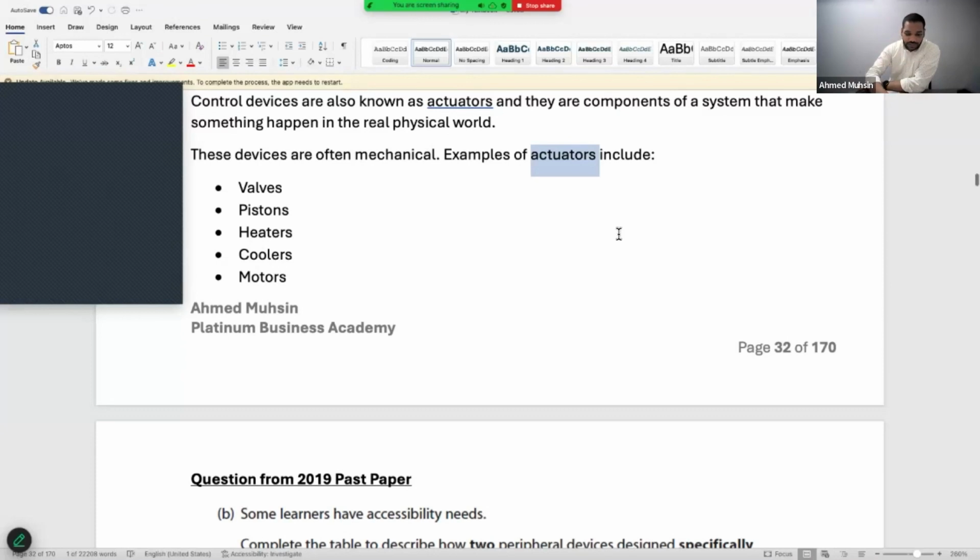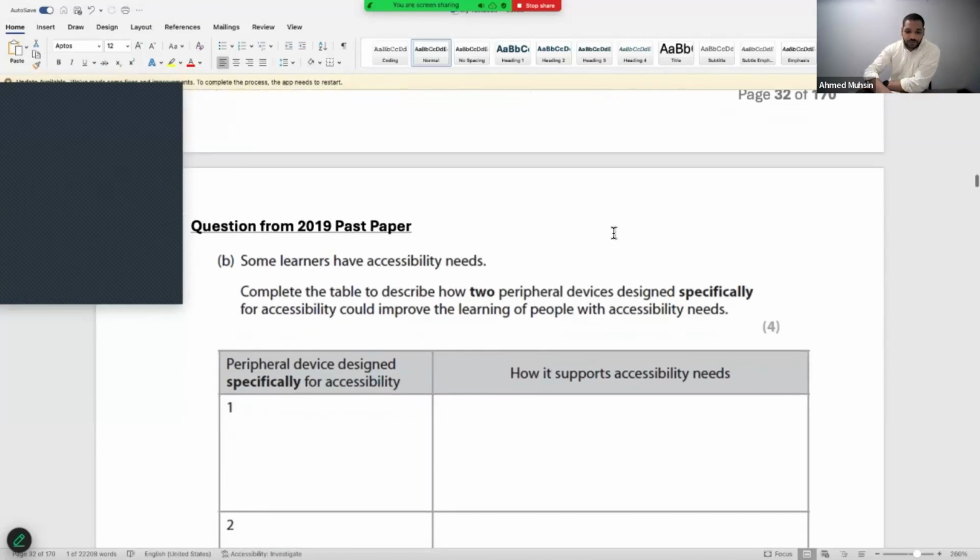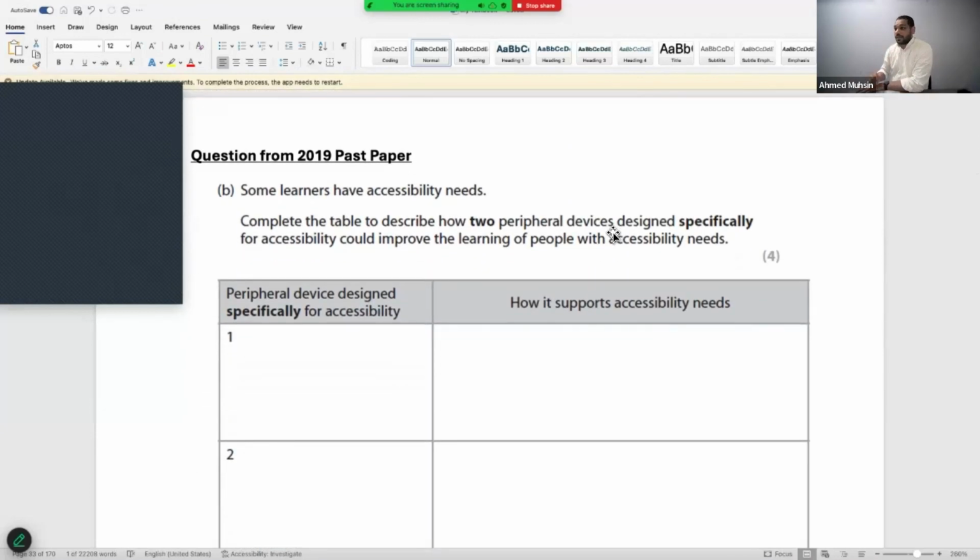Okay, right. Can you guys come down over here to the 2019 paper? We haven't learned this yet. This is something new coming up for you. Some learners have accessibility needs. Accessibility needs means they can't directly use a computer. They have difficulty. They can't see properly, or maybe they don't have fingers, or maybe they can't hear properly, or maybe they can't talk. In order to use the device, they need special gadgets. These are what we call accessibility needs.